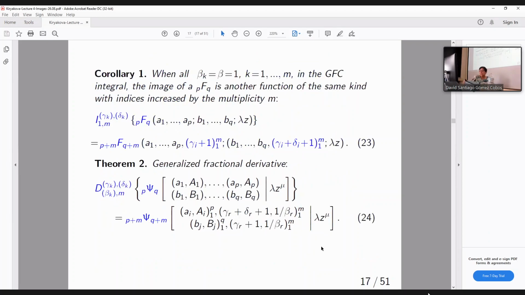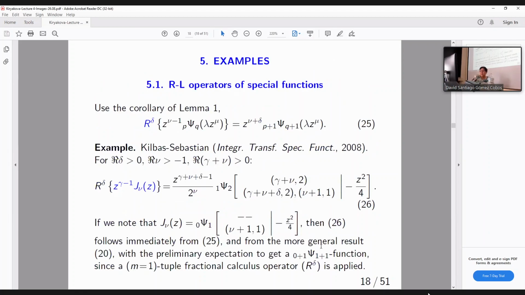So for the simple case of pFq functions, you see here, the result then is, of course, an F function with p plus m, q plus m. And a similar result we have for generalized fractional derivatives. Well, we proceed with some examples.